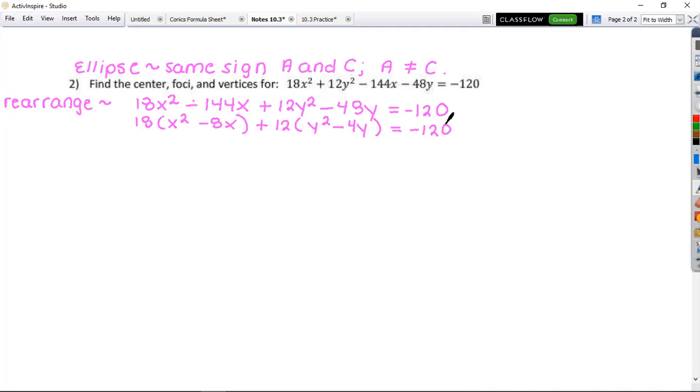So now you're going to complete the square twice again. So I'm going to underline my -8, take half of it, square it, and add it to both sides. So half of -8 is -4. And -4 squared is 16. And I'm going to add this value to both sides, keeping in mind that I do have to multiply it by that 18 to keep it balanced.